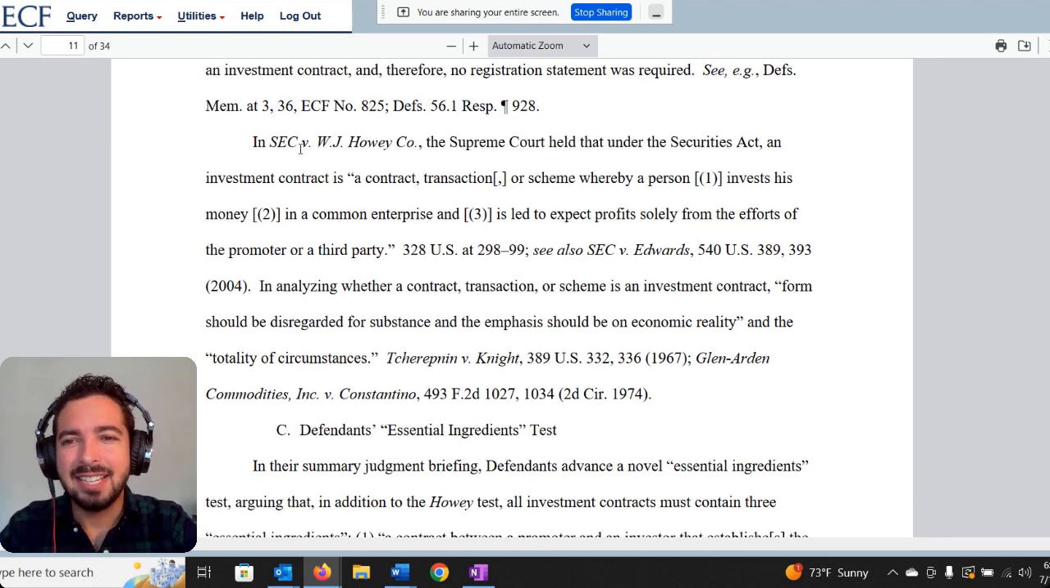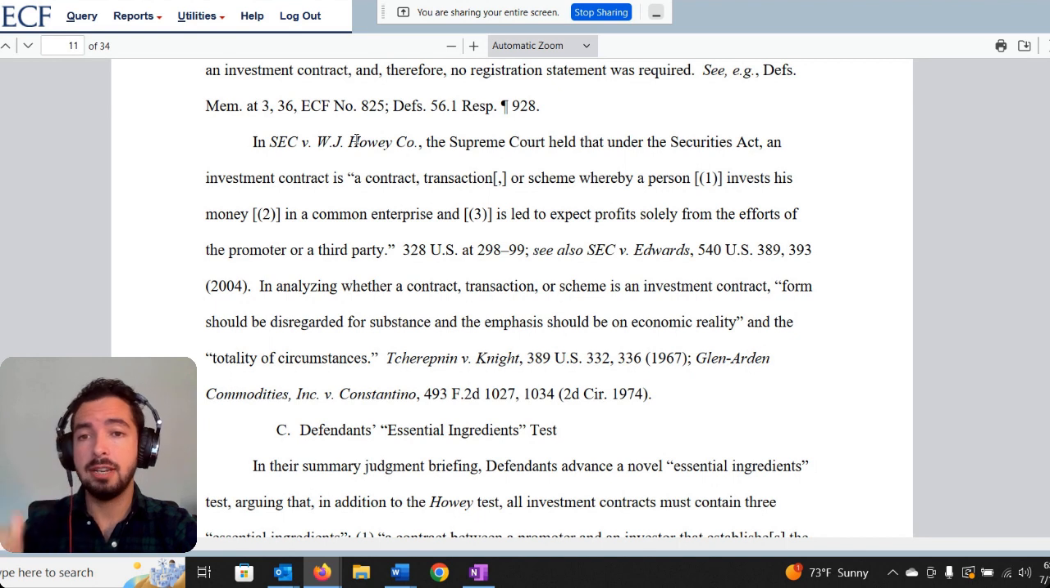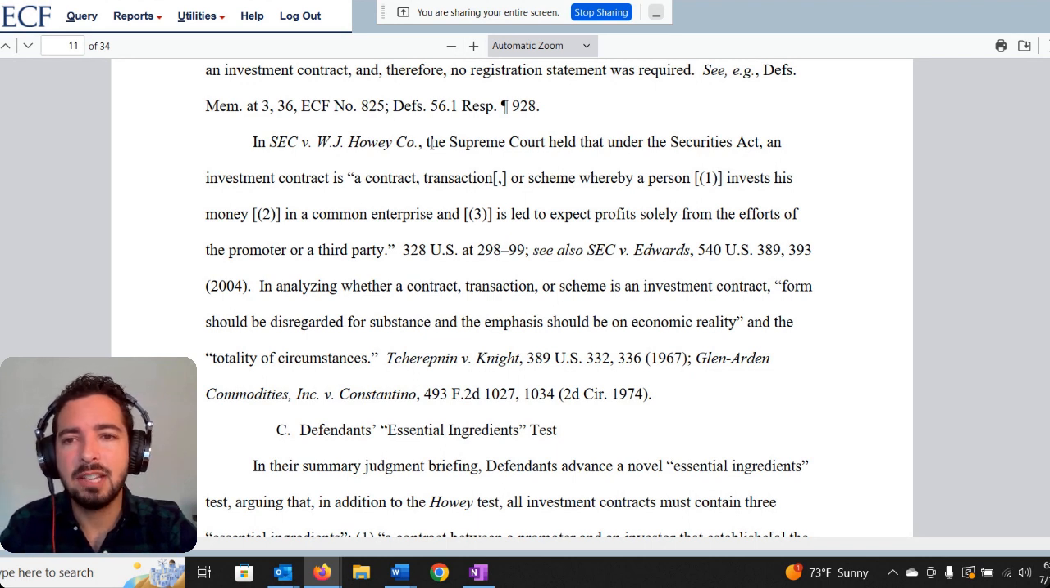In SEC versus W.J. Howey Co., which is where the Howey test you might have heard about originated, it originated from a Supreme Court case. The Supreme Court held that under the Securities Act, an investment contract is, quote, a contract, transaction, or scheme whereby a person invests his money in a common enterprise and is led to expect profits solely from the efforts of the promoter or a third party.